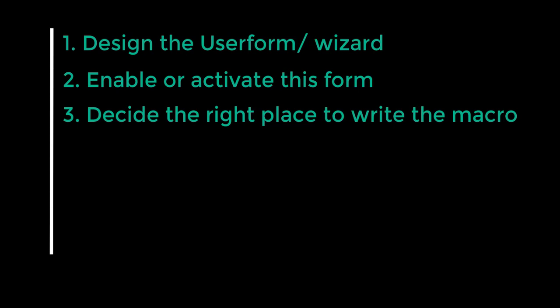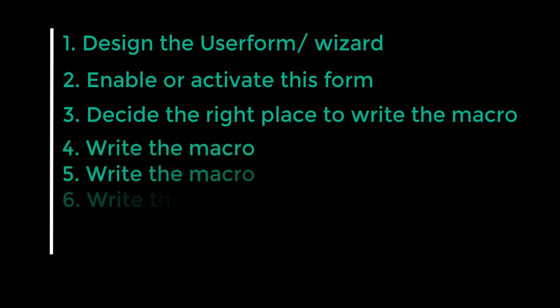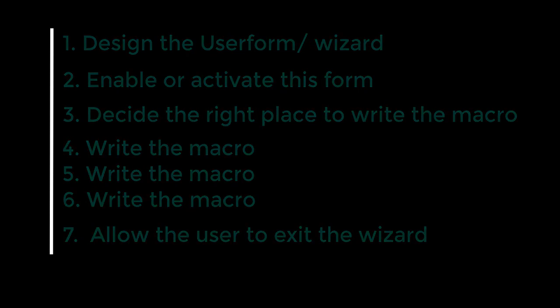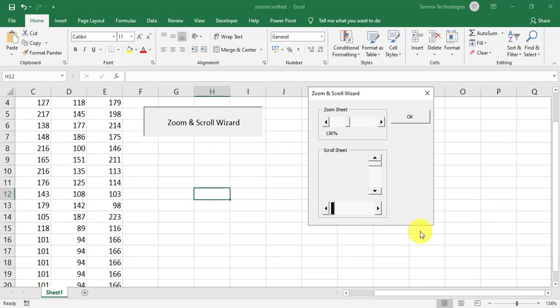In the fourth, fifth and sixth step, we will write the macros for each control added in the wizard in the right place as decided in the third step. Final step is to allow the user to exit the wizard successfully. So let us start with the user form design.